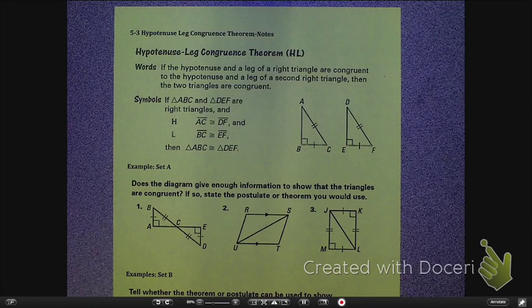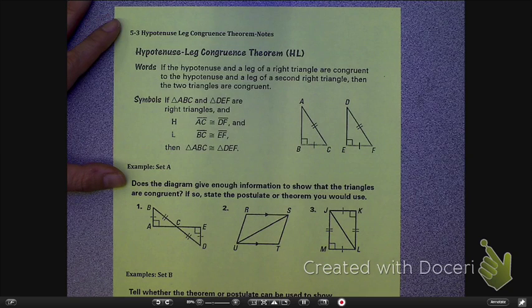Okay, so today we're going to be talking about the hypotenuse leg congruence theorem. So far you guys have learned about some of the congruence theorems, the shortcuts to proving triangles congruent, like angle, angle, side; angle, side, angle; side, angle, side; side, side, side. Today we're going to be learning about the hypotenuse leg congruence theorem, okay?